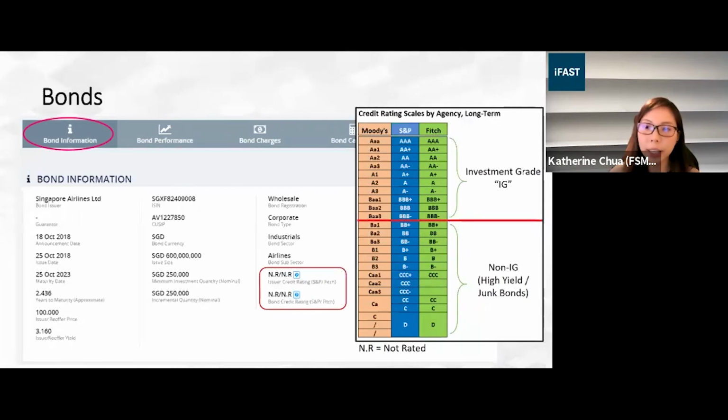So as a guide, if you do hear investment grade bonds, typically they just mean anything that's rated triple B minus and above. So all these are investment grade bonds. It also means that they carry a lower risk of default. So typically bonds within the IG space are considerably lower in terms of the returns, the yield per se, compared to those high yield bonds, which are non-investment grade.